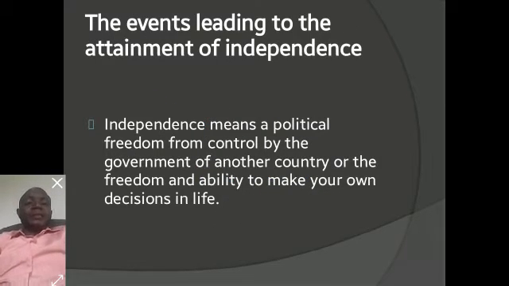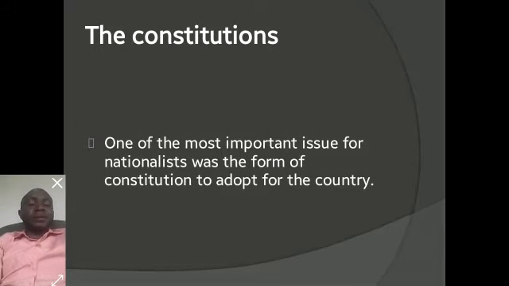Now let's quickly look at the events leading to the attainment of independence in Nigeria. So independence means a political freedom from control by government of another country, or the freedom and ability to make your own decisions in life. So that was what Nigeria was looking for at this point in time, independence. So let's start with the constitutions.